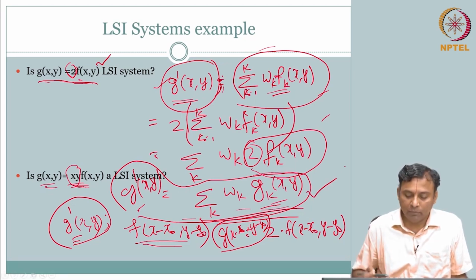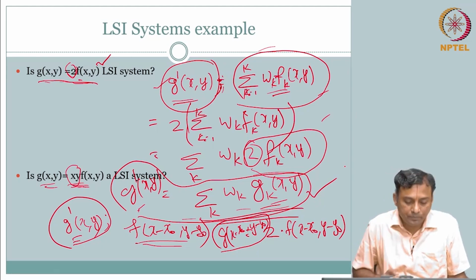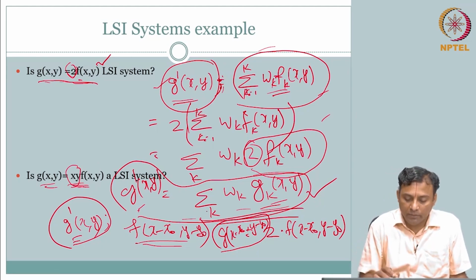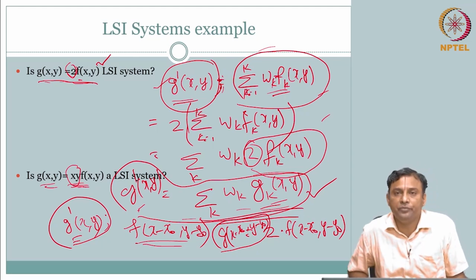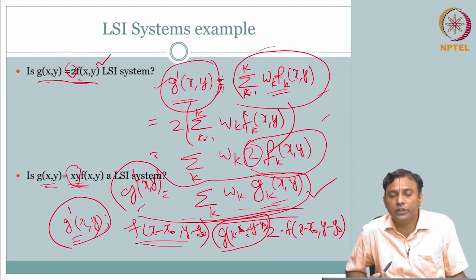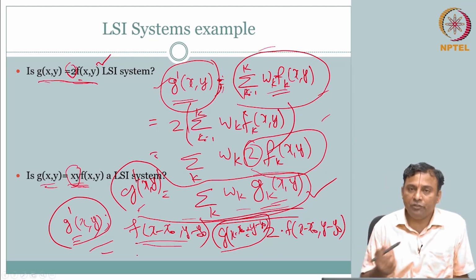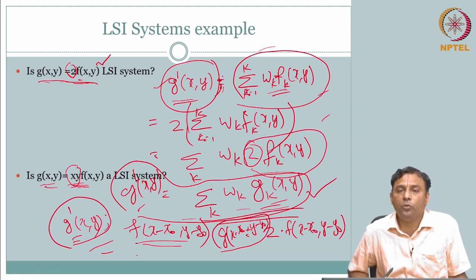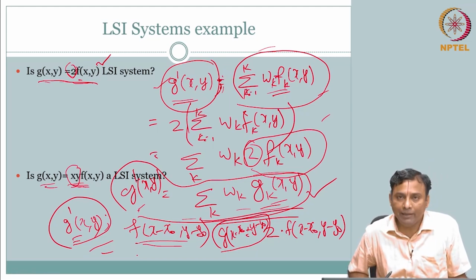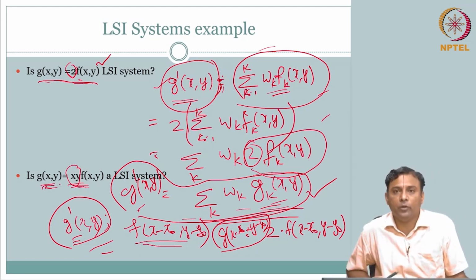So, you will pretty much find g dashed of x comma y will be the summation of w_k g_k of x comma y, which says that it is a linear system. Is this shift invariant? What do you do for shift invariance? Same thing, right. I have to shift the input. What happens to the output? Is that the same as if I shift the output or the individual output?